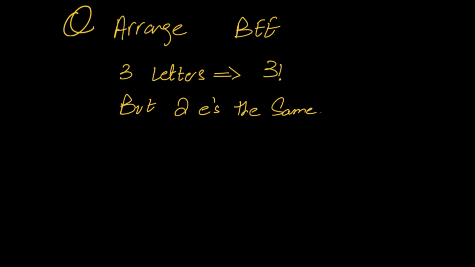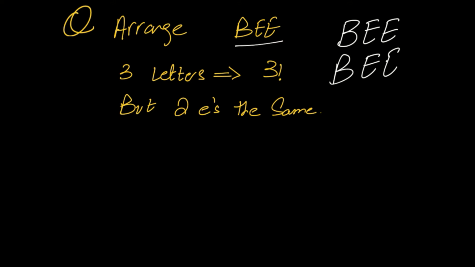Okay, so we're going to be doing a new concept right now. They've asked us to arrange the word BEE. So if I say that you can arrange it in two ways, you can move this E here and this E here. This is literally the same word, and in permutations we have to consider this.